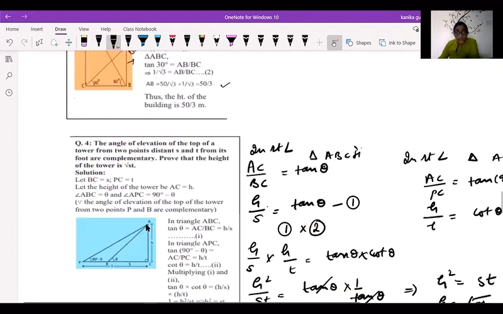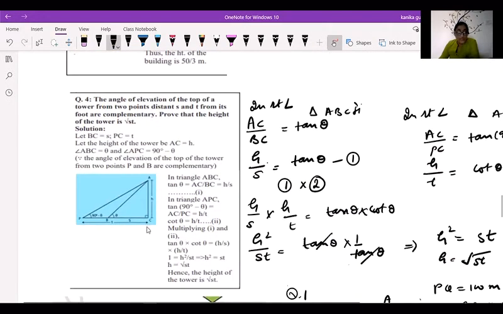Now our question number 4: the angles of elevation of the top of a tower from two points, at distances S and T from its foot, are complementary. Prove that the height of the tower is under root of ST. Now given that the angles are complementary. Now what is a complementary angle? The sum of the two angles, that is 90 degrees, is called complementary angles.